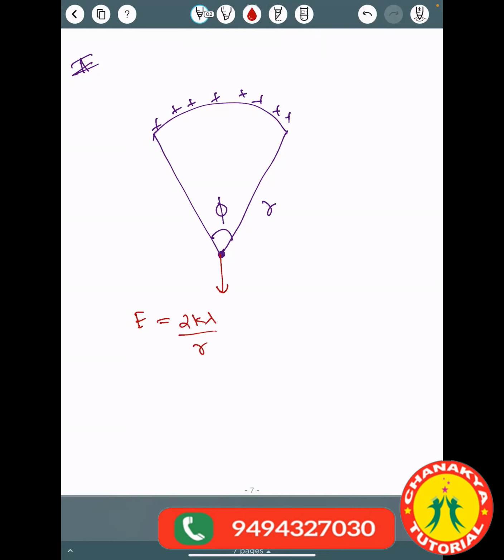If I make it a semicircle, what will be my phi? 180 degrees, right? So you just put phi equal to 180 degrees. Whatever phi is given, just put it. If it is a complete circle, then phi is 360 degrees, so you put 360 degrees.